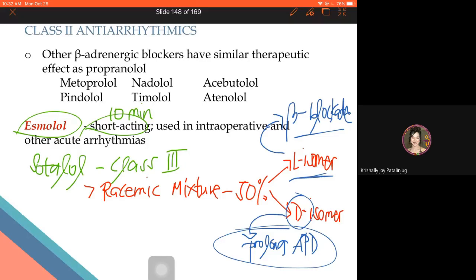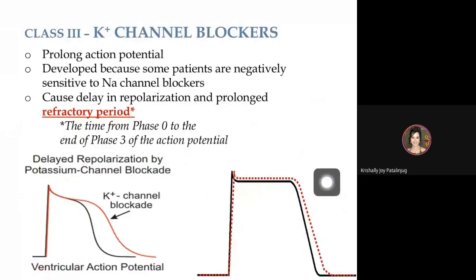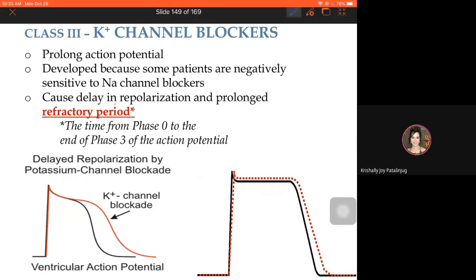Let us now proceed to class 3 antiarrhythmics. Again, class 3 agents are the potassium channel blockers. Take note again, the majority of ions involved or moving during repolarization are potassium ions. During depolarization, it is more on sodium ions.